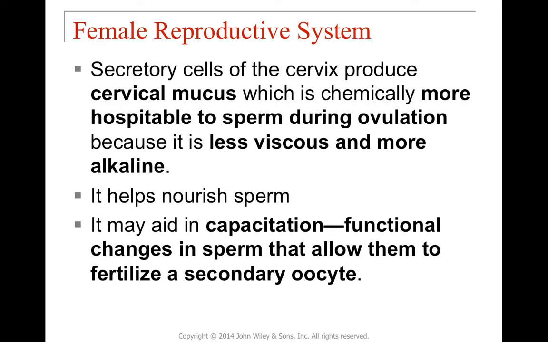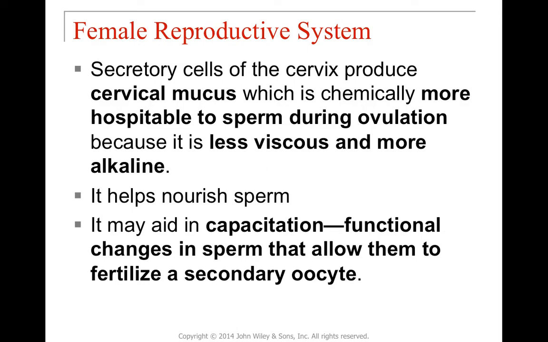When it is more hospitable to sperm is when the best chances of fertilization going right are, right? So it's when we have the highest chances of a fertilization event going correctly. And so we have chemical changes that occur during the time frame when the sperm are most likely to be able to fertilize the egg. So it's going to be a little bit less viscous, a little bit more alkaline, so it's not going to be very acidic.